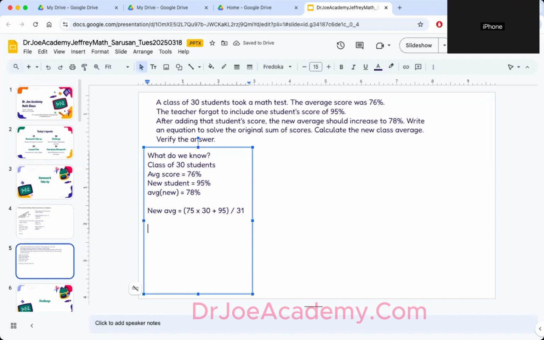Let's see. We're dealing with the original class first. So we have an original class size of 30 kids, original class score of 76. So let's see what we can do with those numbers. We can find the original total score, right? So we have the average, we have the number of students, so we can find the total score that they all received together. So how do we do that?